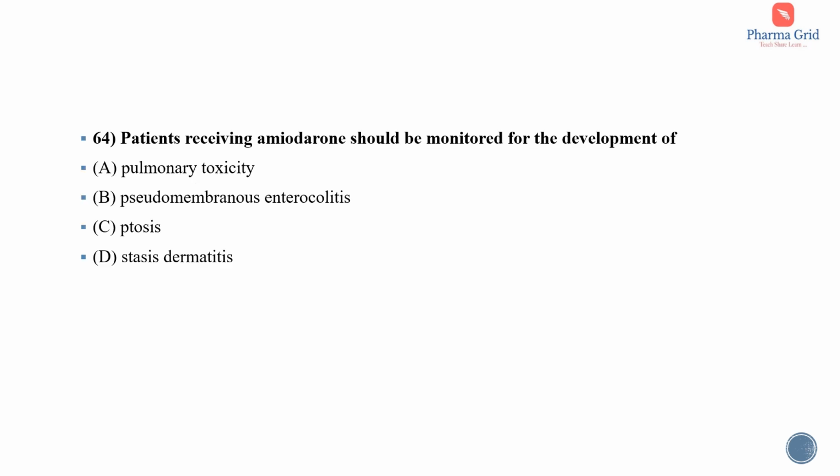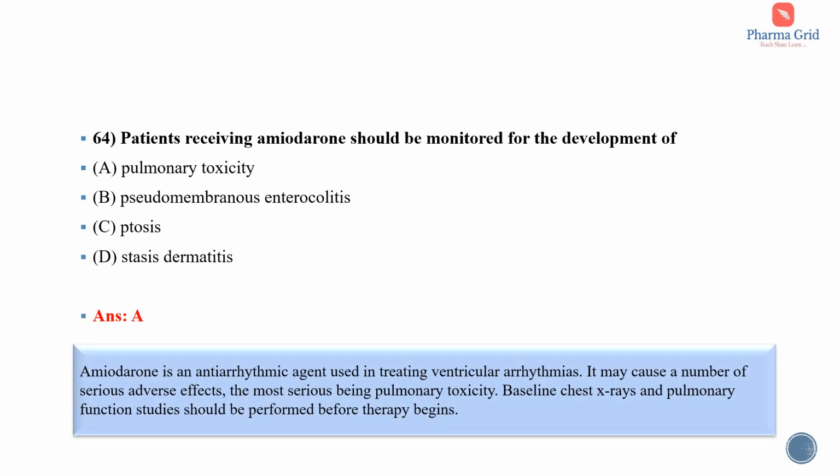Next question. Patients receiving amiodarone should be monitored for the development of. The options are pulmonary toxicity, pseudomembranous enterocolitis, ptosis, and stasis dermatitis. Here the correct answer is option A, that is pulmonary toxicity.